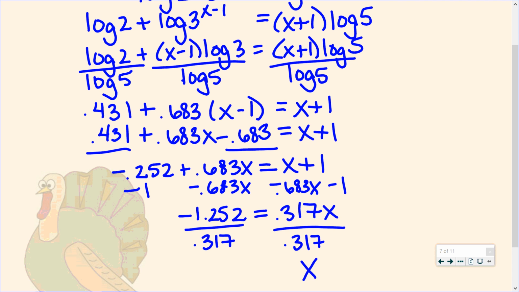I'm going to get x equals, let's see, so 3 decimal places, negative 3.9495, so I think it's 950. I did that one right. 3 decimal places.